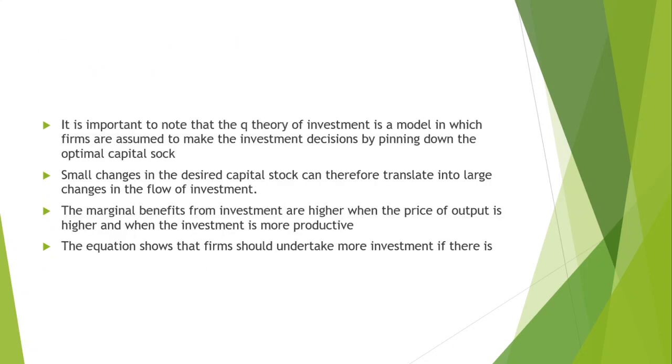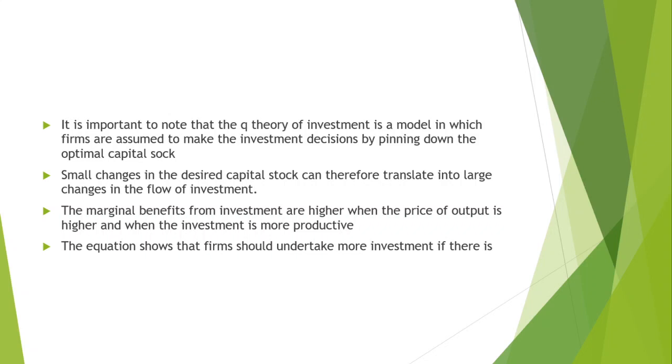So it's important to note that the Q theory of investment is a model in which firms are assumed to make the investment decisions by pinning down the optimal capital stock. So firms are finding out the optimal capital stock in the Q theory of investment. Small changes in desired capital stock can therefore translate into large changes in the flow of investment.